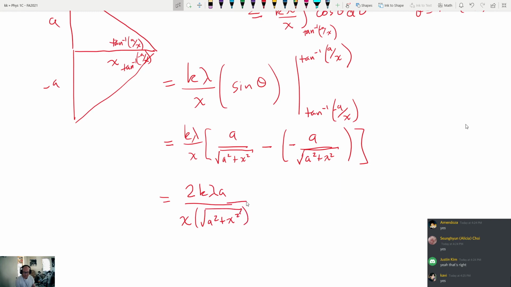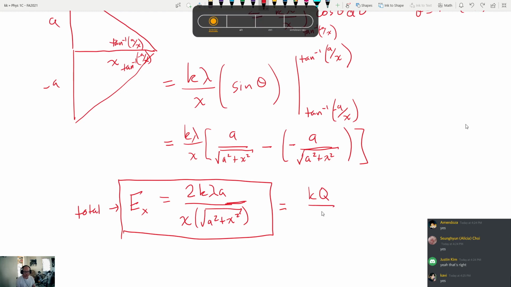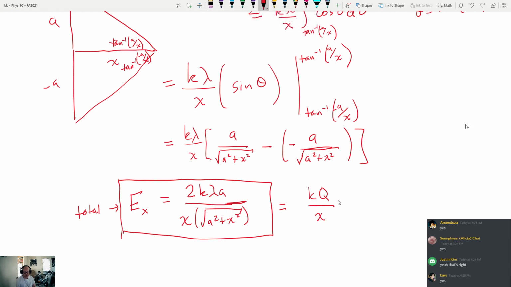The calculus alone takes quite a bit of time on this problem, and I went through it way faster than I normally would. Normally what I would do is just have you as students do that yourselves. But I think that's the right answer. You can check in the book. We can also check to make sure it has the right units. That's the easiest thing to do. Oh, there's another form of this because lambda was q over 2a. So if we plug that in here, you're going to get kq over a, which will cancel out that a actually. So kq over x times 1 over the square root of a squared plus x squared.